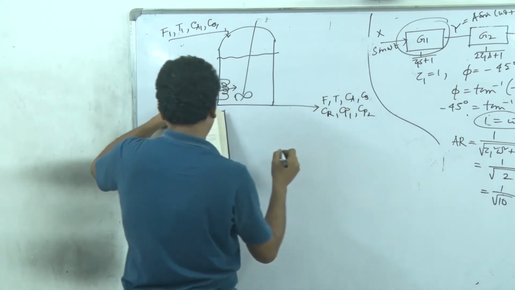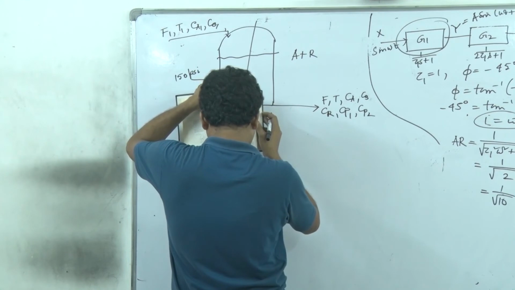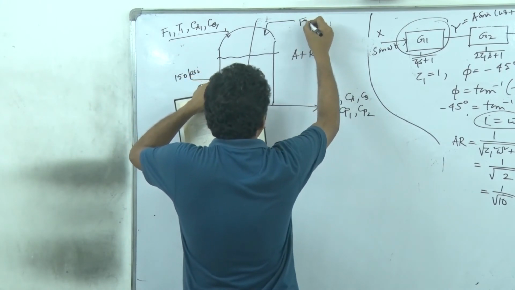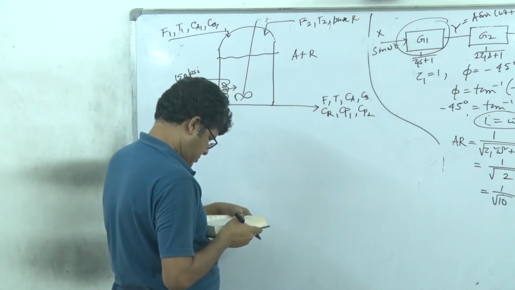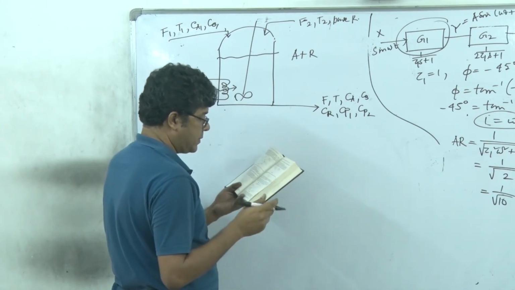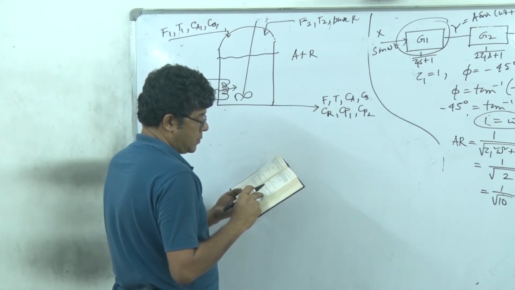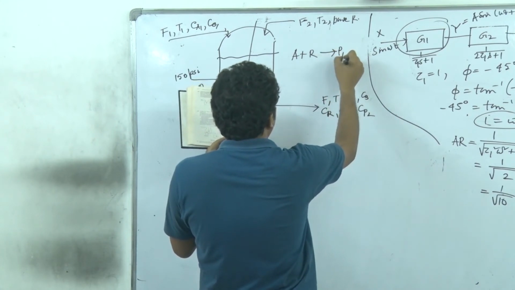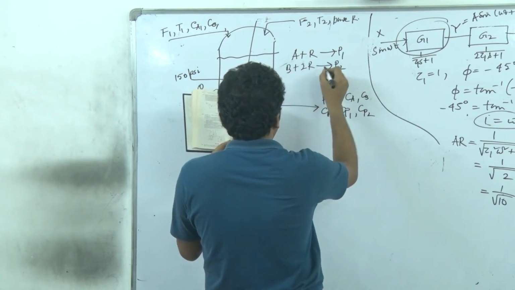Cp1, Cp2. Now what are the reactions? There is another stream also, F2, T2, which is pure R. The reactions are A plus R giving P1, and B plus 2R giving P2. They are elementary reactions.